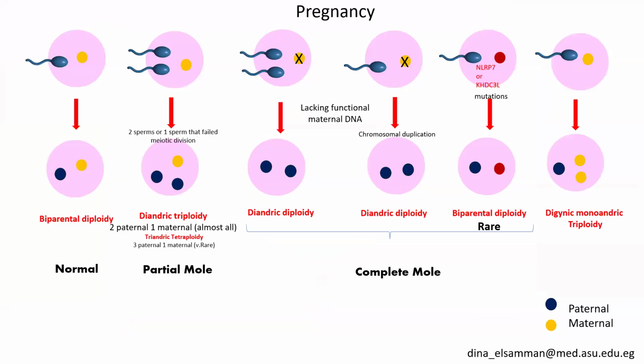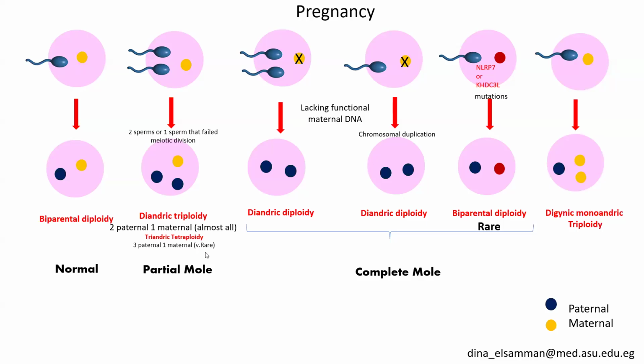But before we dig deep into the cases, let me set with you some basics. So, what about pregnancy? What are the choices or the incidences or the probabilities of pregnancy generally? If we have the normal pregnancy, a sperm carrying the paternal genome fertilizes a normal ovum with a maternal genome, and then we have a biparental diploidy. Diploidy means two sets of chromosomes, and biparental means from both parents. And this is what happens in normal pregnancy.